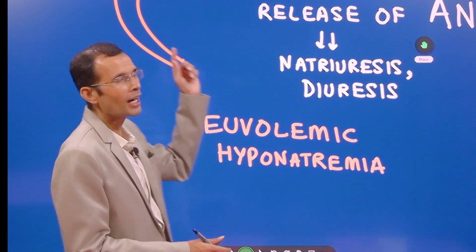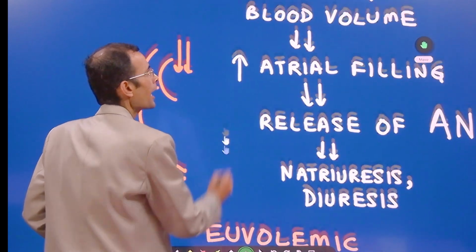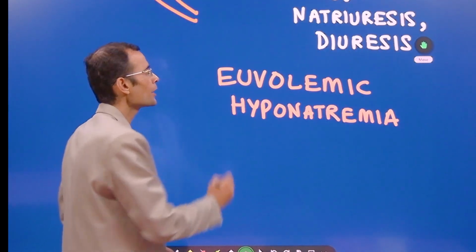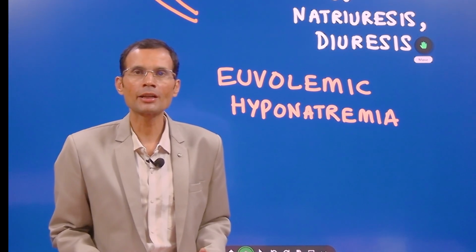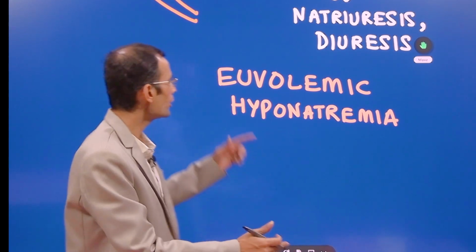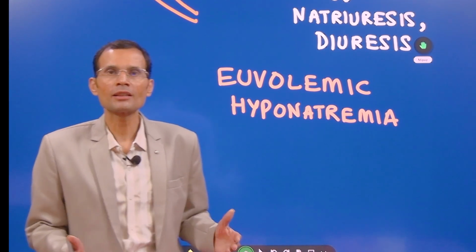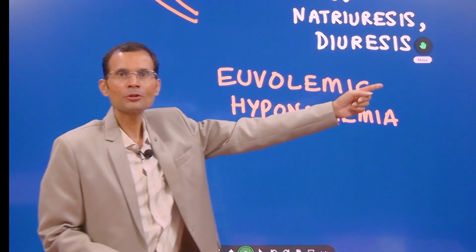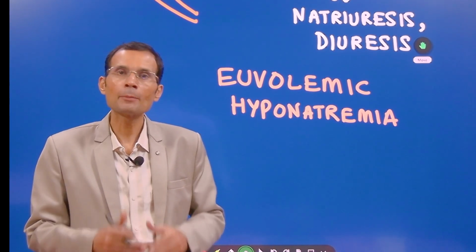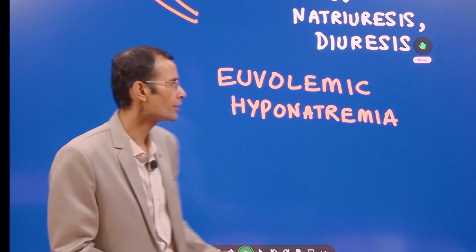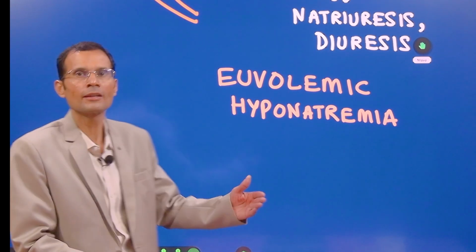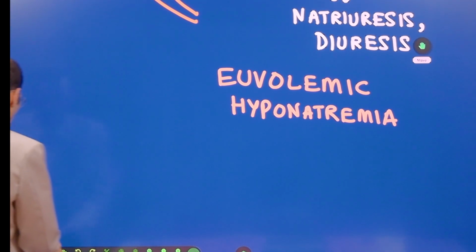So the condition that started as dilutional hyponatremia is now likely to become euvolemic hyponatremia because volume might return to normal. So it is euvolemia, but sodium was lost into the urine and therefore sodium levels drop further and hyponatremia gets worsened. So euvolemic hyponatremia is the consequence of this condition, SIADH.